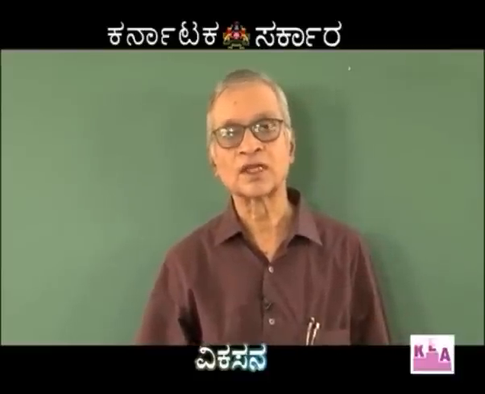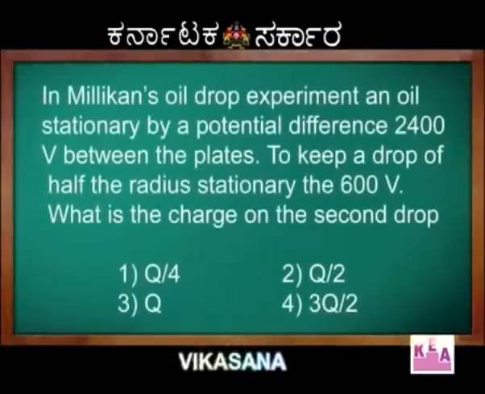Let us now go to the third question. It is, in Millikan's oil drop experiment, an oil drop carrying a charge Q is held stationary by a potential difference of 2400 volt between the plates. To keep a drop half the radius stationary, the potential difference had to be made 600 volt. What is the charge on the second drop? Options are first q divided by 4, second q divided by 2, third q, and the fourth is 3q divided by 2.